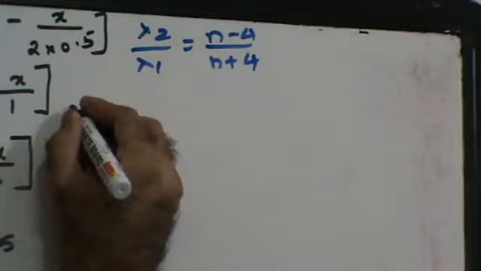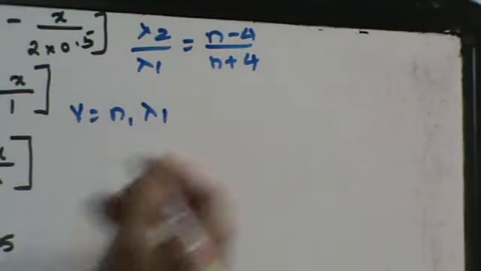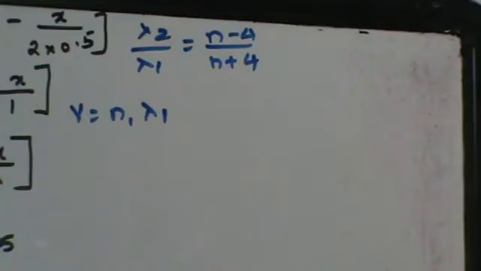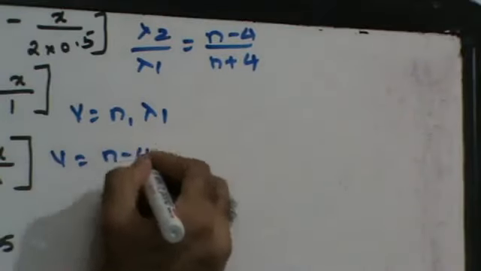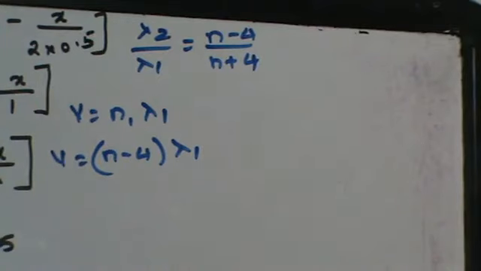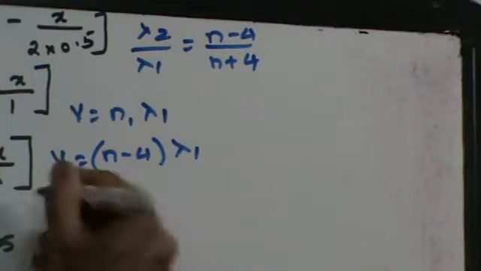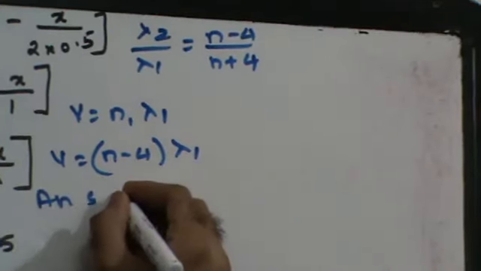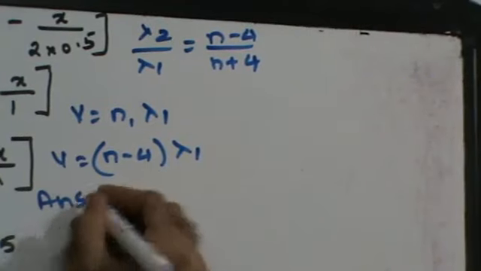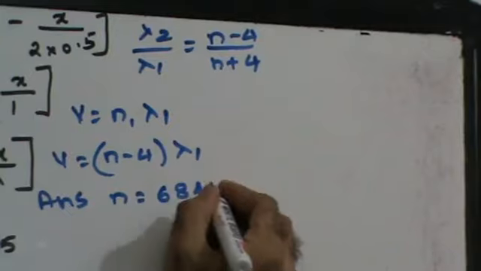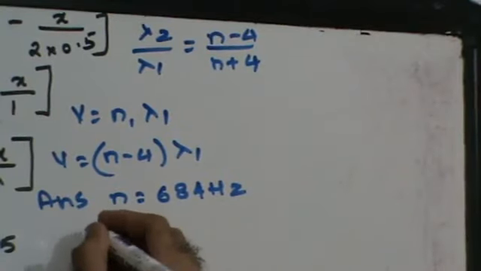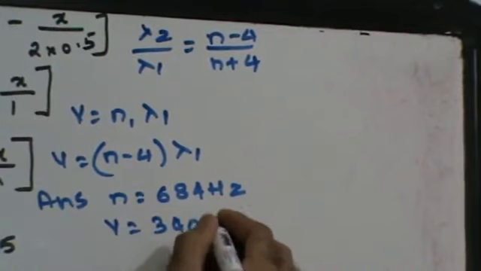I can also say that V is nothing but n1 lambda 1. N1 we said is nothing but n minus 4. So n minus 4 into lambda 1, and lambda 1 is given to me in the sum, so I'll come to know the velocity of sound in air. The answer for the sum: frequency of the third note is 684 Hertz and velocity of sound in air is 340 meters per second.